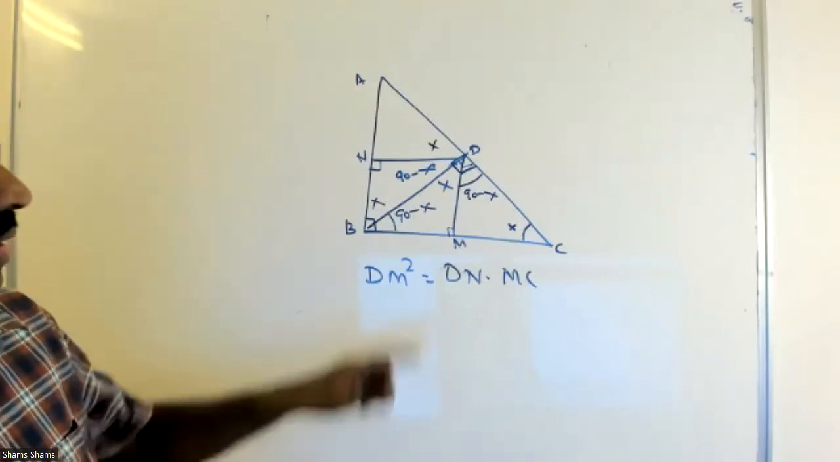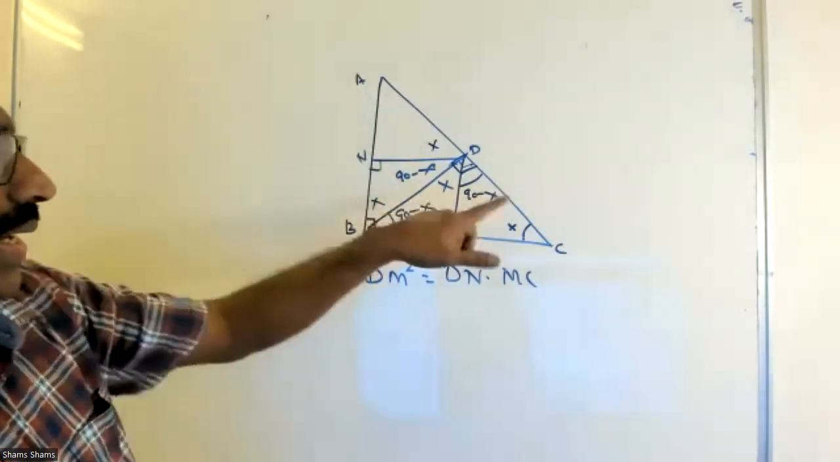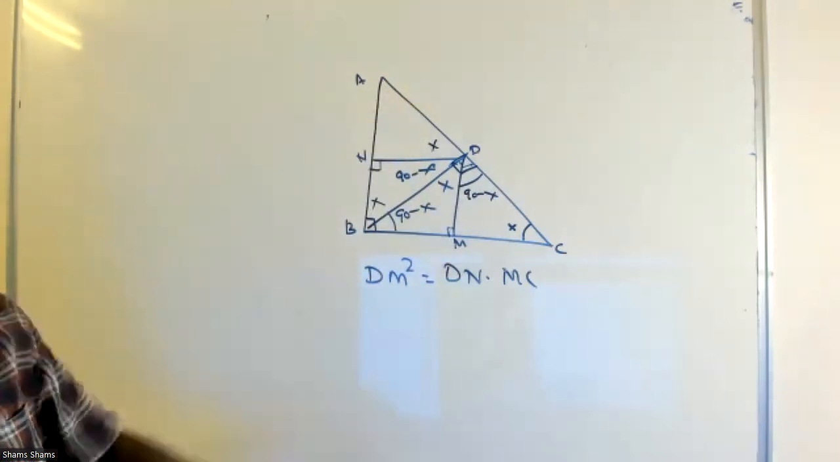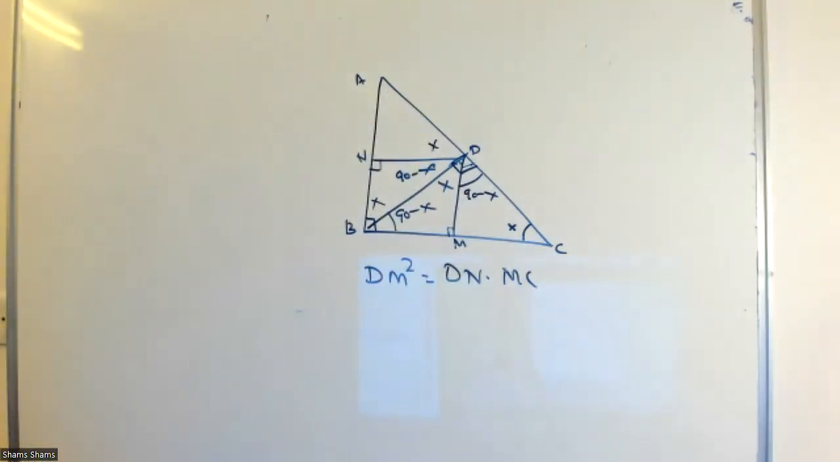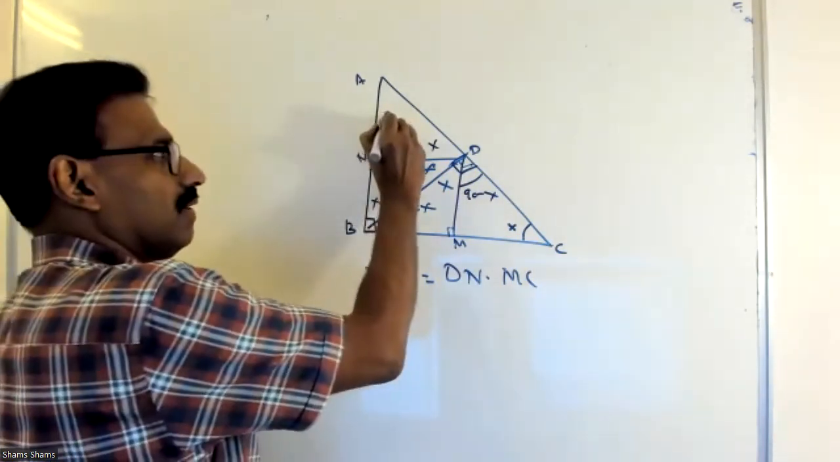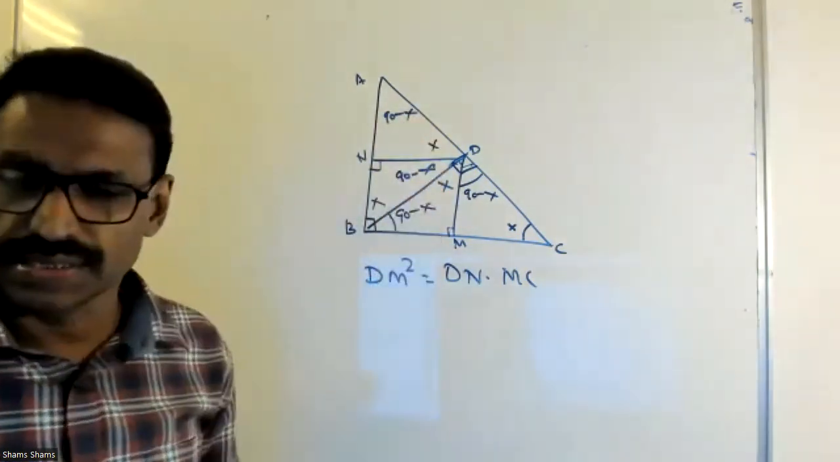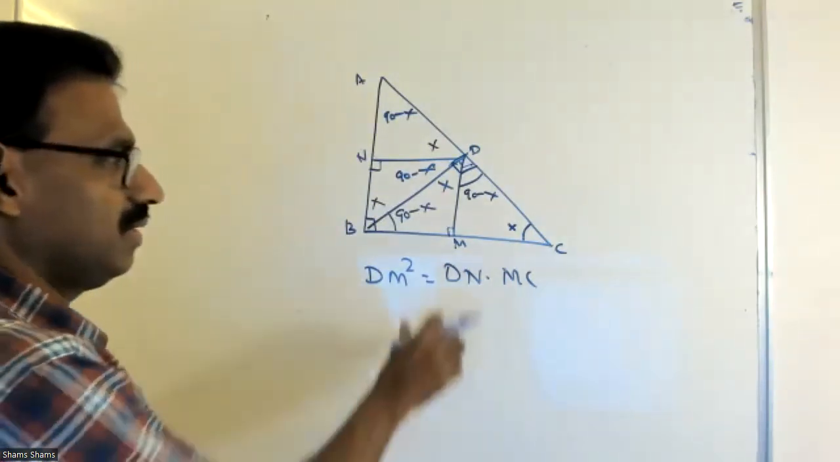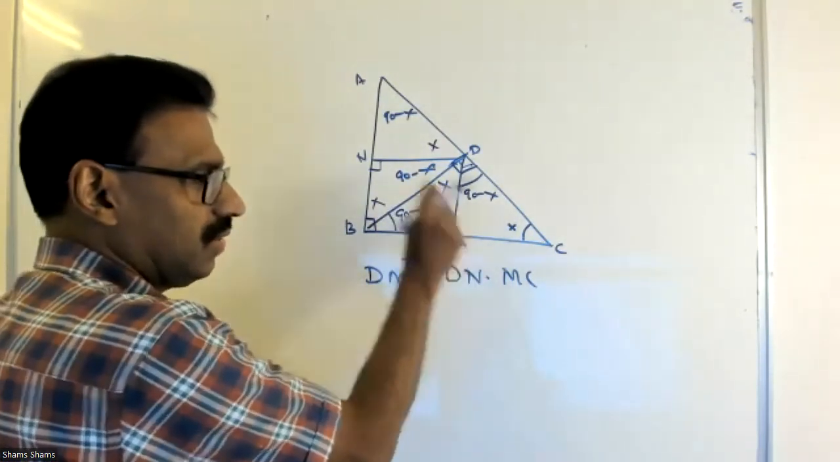Okay. In triangle ABD, this is X, here 90. What about this one? So 90 minus X. Okay. Now, listen, actually, both questions are finished now. Look, see these triangles. Okay, now look at here.